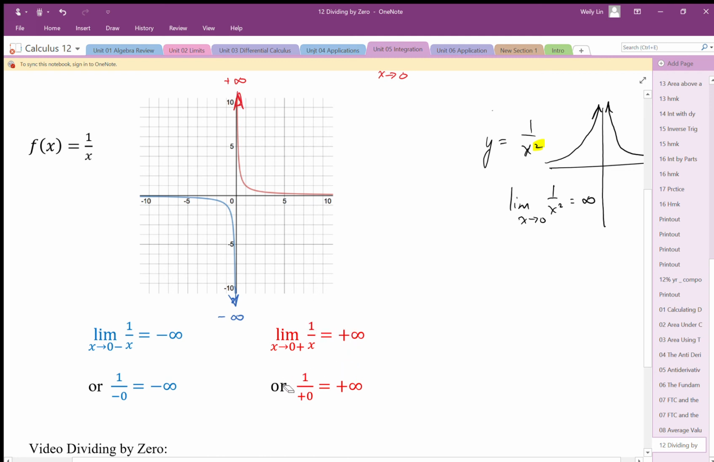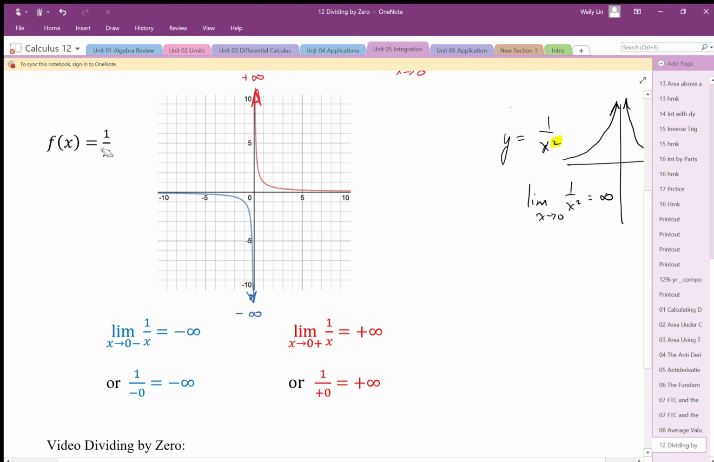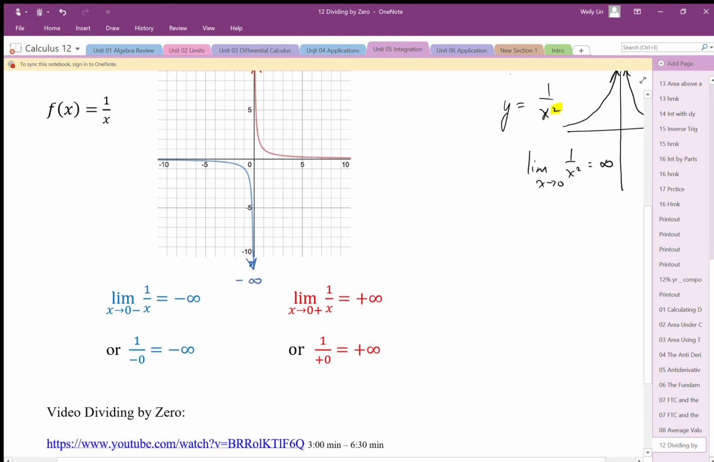Or in shorthand again, we can just write this as 0 positive, and we know we're going to end up with positive infinity. So we really have to be careful with these 1 over x functions, and we need to only define them for one-sided limits, and make sure you know if it's going to positive or negative infinity, depending on which side you're approaching 0 from.